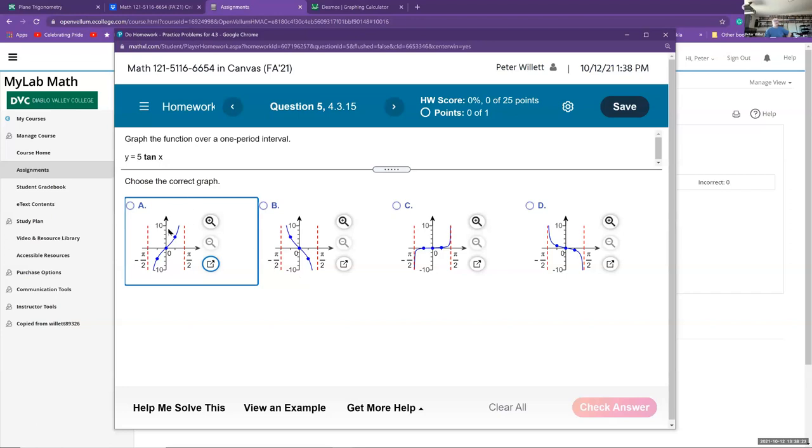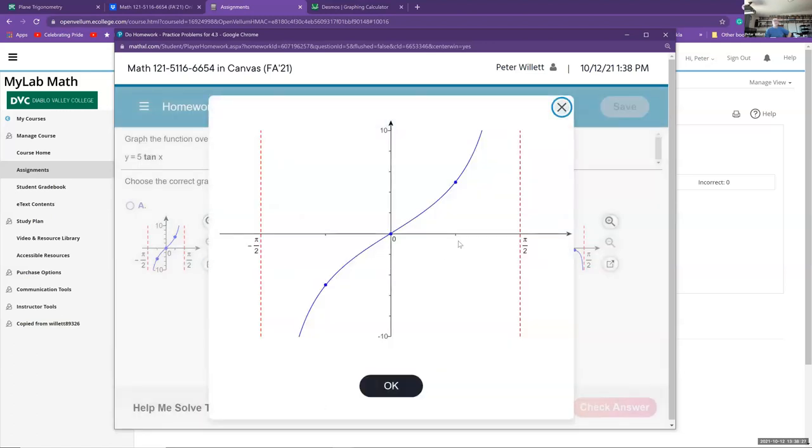So then the question would be, what would happen to the key value? So if I make this bigger, the key value would normally be at pi over 4, and normally you would get a 1. But now, because we're multiplying tangent by 5, when I'm at pi over 4, I should be up at a 5, and that's where I'm at on this first graph here.